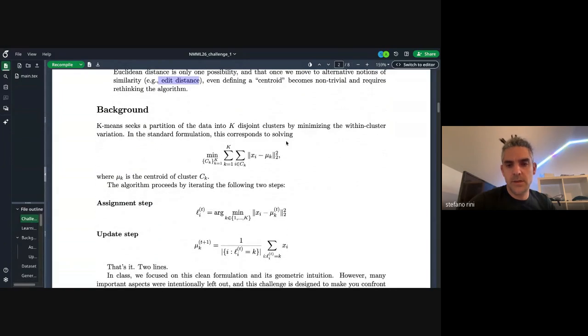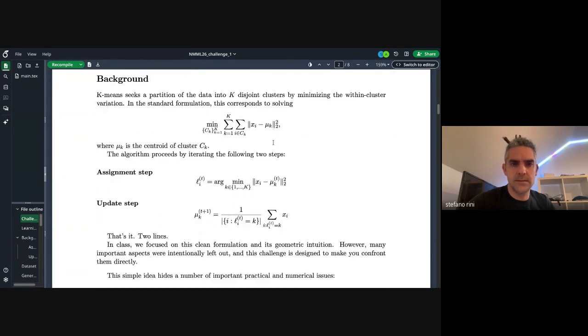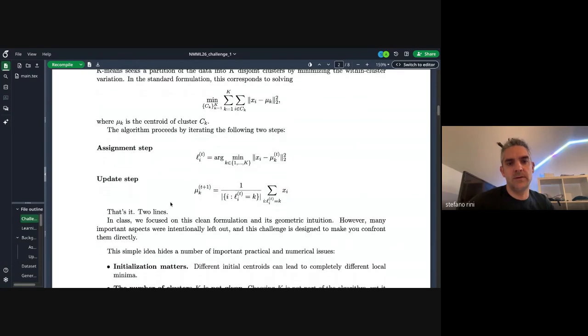Okay, so here is the first setting. We have k disjoint clusters. Within the clusters, we choose the centroid as the one that minimizes the distance between the points in the cluster and the cluster representative. So k is the cluster, i is the index that operates over the clusters, and then we iterate over these two steps.